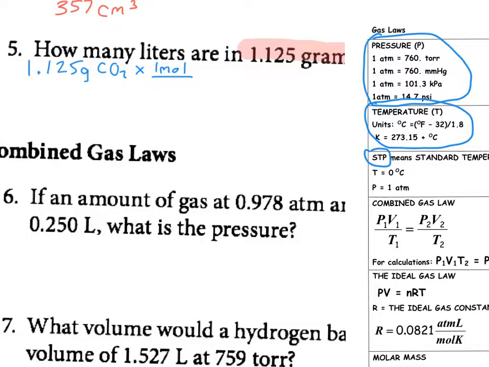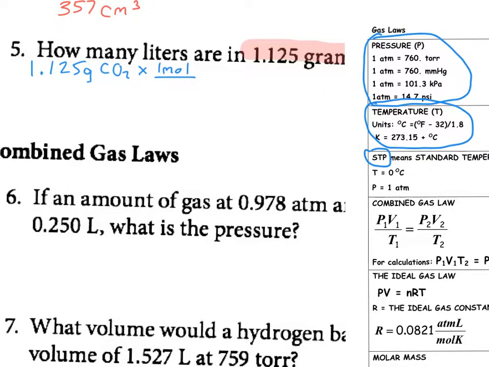The molar mass of carbon dioxide is 44.01 grams. Again, that comes from the periodic table, adding up atomic masses of carbon and oxygen. When I calculate this, my grams are going to cancel, and I get a small mole value, because I have a small gram value, of 0.02556, and that will be moles.